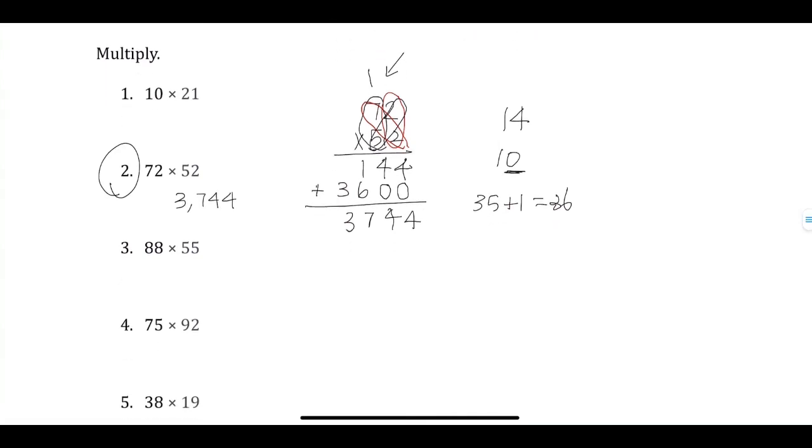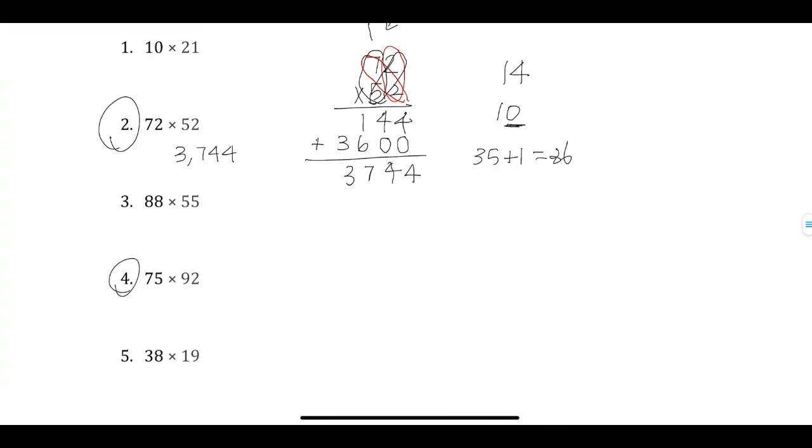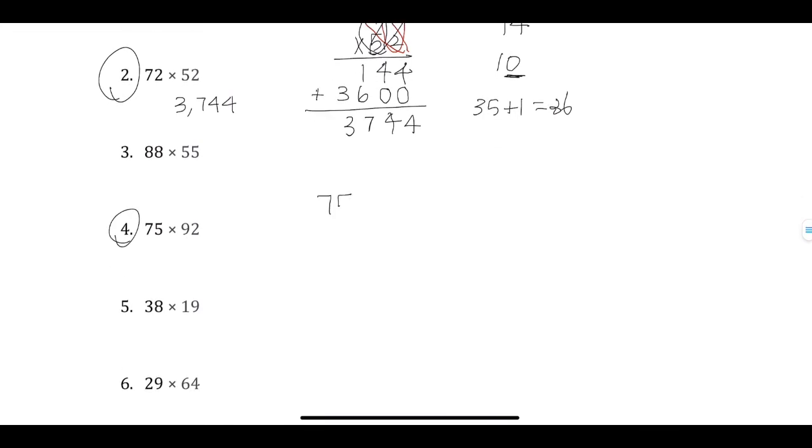Now I'm going to do another problem with you, number 4, 75 times 92. It's the same process. Now we're going to start with the ones place. We always go from left to right. So you always have to start from the bottom, from the bottom right corner, and you're going to multiply the ones of the first number and then the tens to the second number.